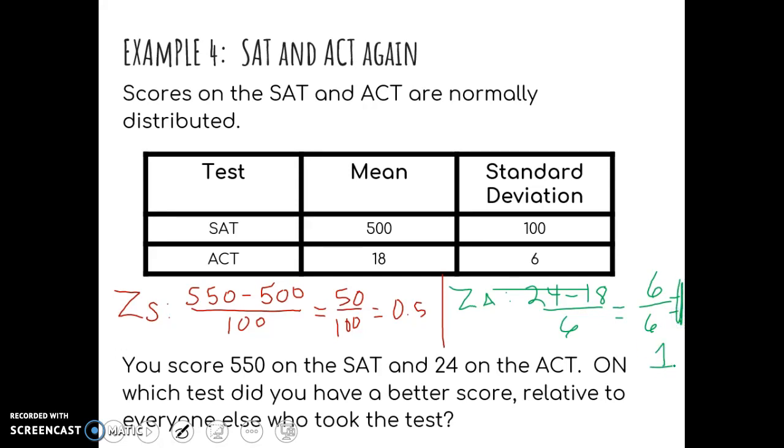Okay, so who did better? The ACT did better again this time, because a z-score of 1 is farther away from the center, from the mean, than a z-score of 0.5. So the ACT score was better.